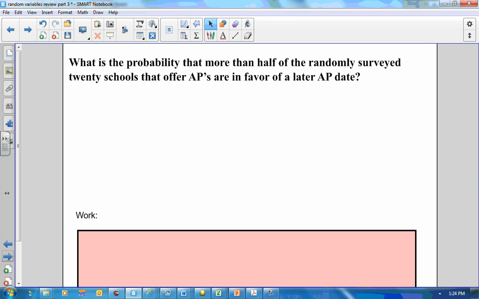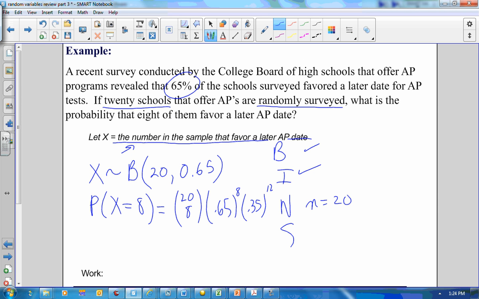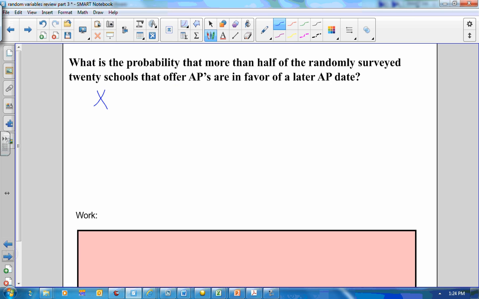Okay, our next question, what is the probability that more than half of the randomly surveyed 20 schools that offer APs are in favor of a later AP date? Okay, so this is still the same situation. So our x, our random variable, we defined over here as being the number in the sample that favor a later AP date, so we don't have to redefine that. And we actually don't have to redefine, but it's good to put it down for ourselves. So we've got a binomial distribution with n 20 and p 0.65.